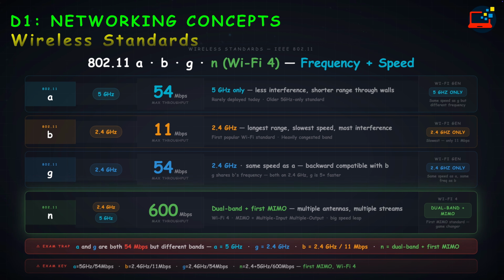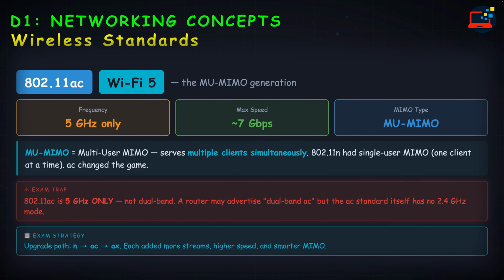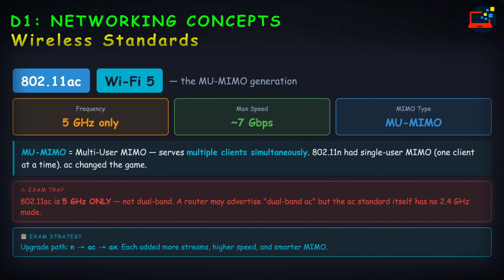802.11n, also called Wi-Fi 4, operates at both 2.4 and 5 GHz with a max speed of 600 megabits per second. This was the first standard to introduce MIMO, which uses multiple antennas to transmit and receive simultaneously. 802.11ac, or Wi-Fi 5, operates only at 5 GHz, with speeds approaching 7 gigabits per second using MU-MIMO.